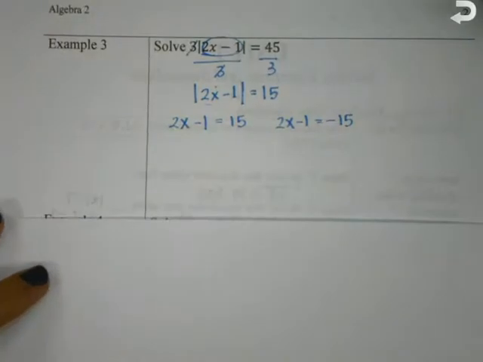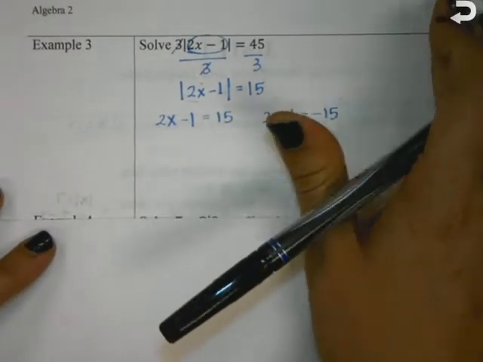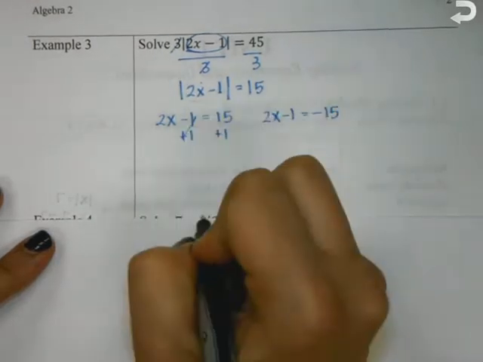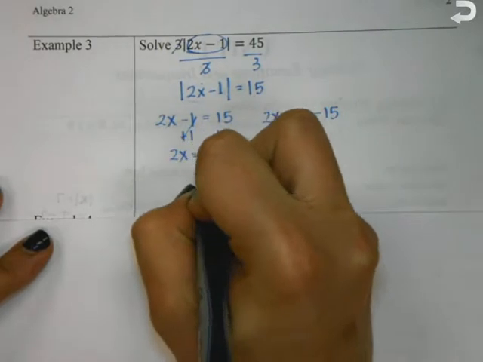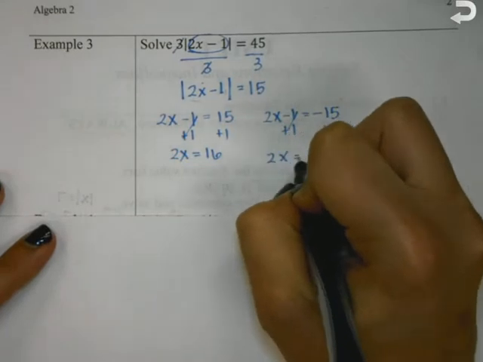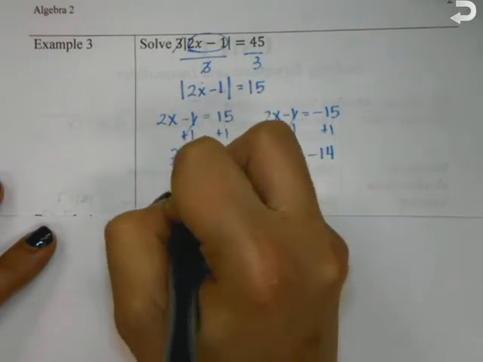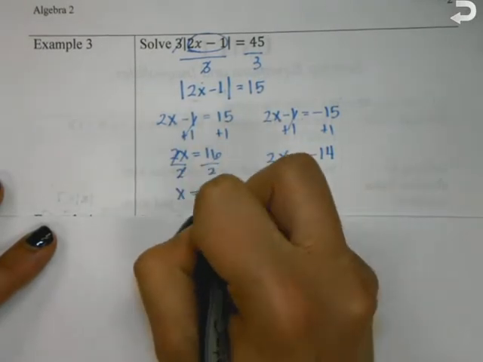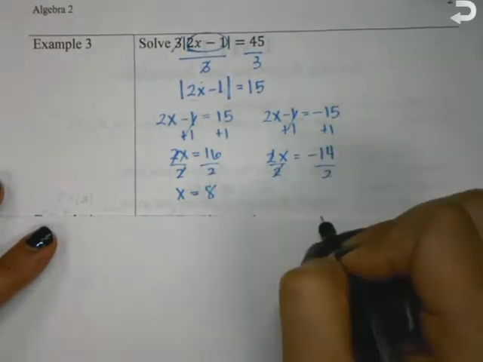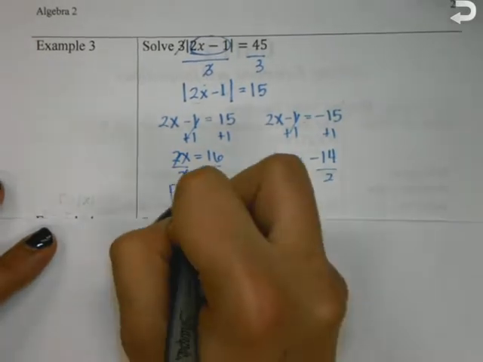So to solve this, remember, I'm doing order of operations backwards. So I need to get rid of addition and subtraction first. So I add 1 to both sides. That's going to give me 2x equals 16. When I do it to this side, that gives me 2x equal to negative 14. Divide both sides by 2. So I get x equals 8. Divide both sides by 2 here. And I get x equals negative 7. So my 2 answers are positive 8 and negative 7.